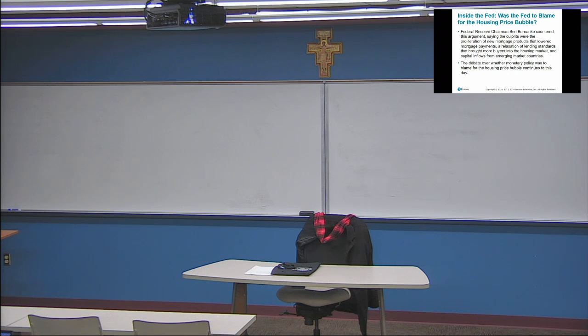So there was a relaxation of lending standards, lower mortgage payments and down payments, because these banks were getting the loans off their balance sheet. They don't care that it's now riskier because these people are putting down less money. So there are more people coming into the housing market because of lower lending standards, more subprime borrowers are able to get mortgages, and there are capital inflows from emerging market countries.